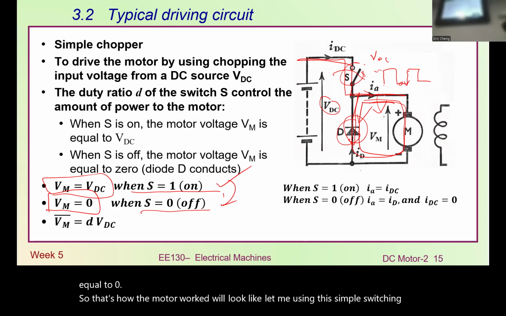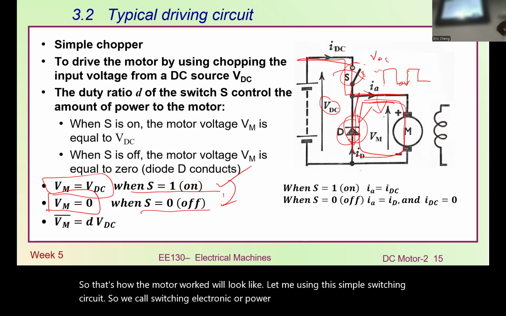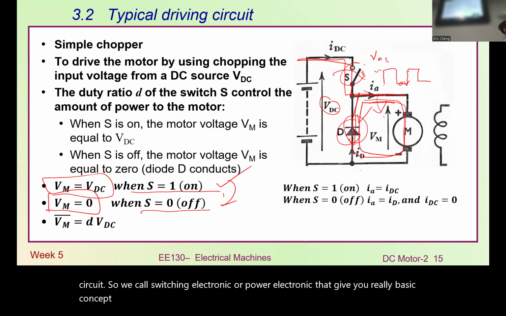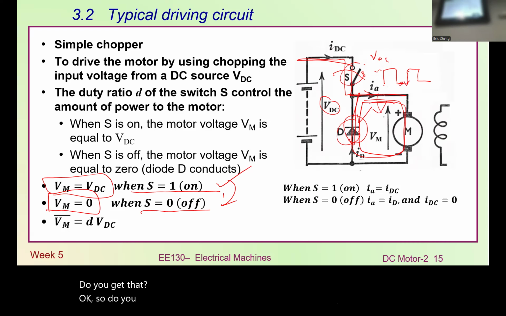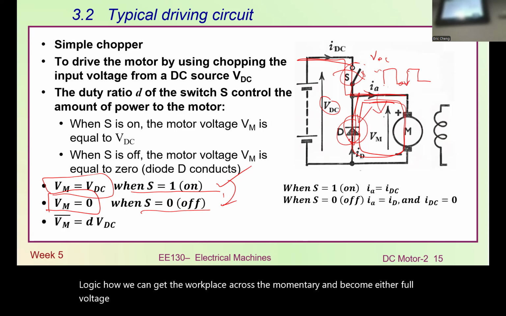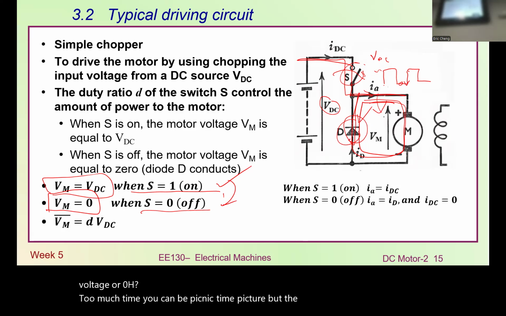We call this switching electronics or power electronics. That gives you a very basic concept of how we control the motor voltage. Do you get that? Okay. Do you understand this full logic, how we can get the voltage across the motor Vm to become either full voltage or 0 voltage? You get it? We don't have much time, we can repeat next time, but the logic is straightforward.